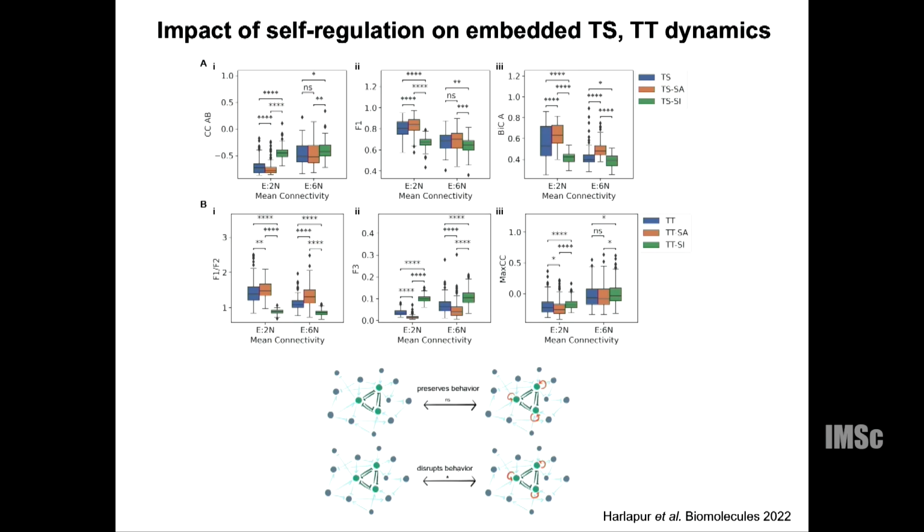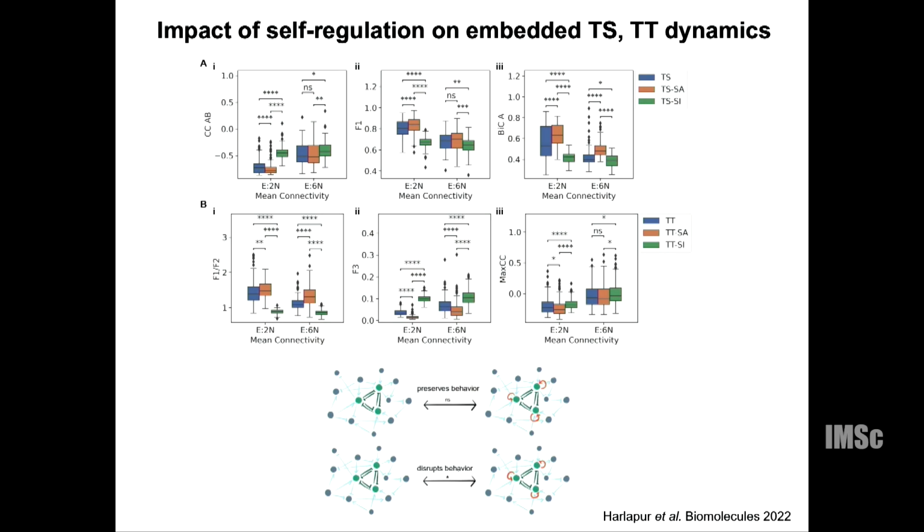The next question we asked was, what if there is self-activation or self-inhibition? Because many of these master regulators have been shown to have usually self-activation. So when you do that, the blue is the simple toggle switch or simple toggle triad, orange is the one with self-activation added, and green is the one with self-inhibition added on all the nodes of a toggle switch or a toggle triad. So again, what you notice is that the blue and orange are very close to each other, but green is the one where the behavior is most disrupted.